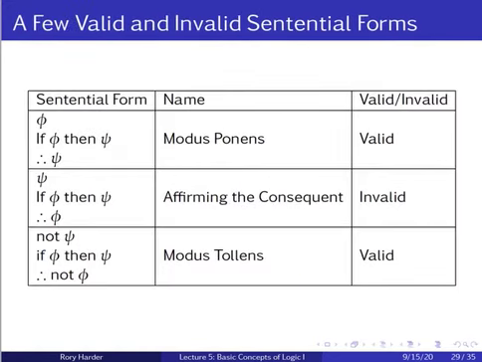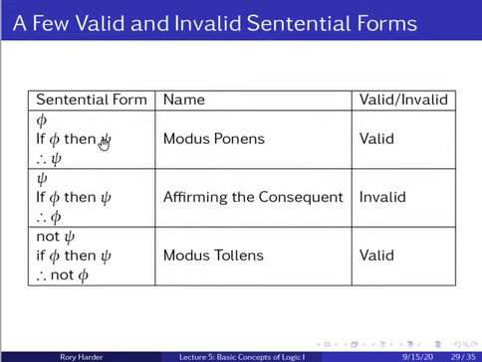So just to summarize our discussion of formal validity, and again, this is review from what we talked about at the end of last week, here are a few sentential forms, some of which are valid, and the other one is invalid. So perhaps the most important or central inference form is modus ponens. And this is a valid inference form.